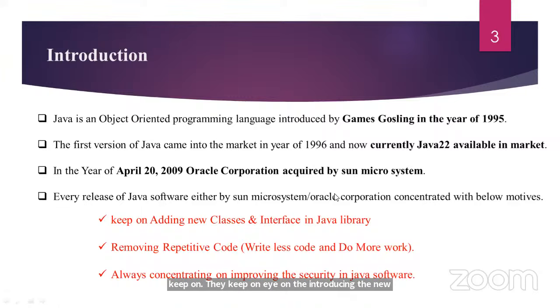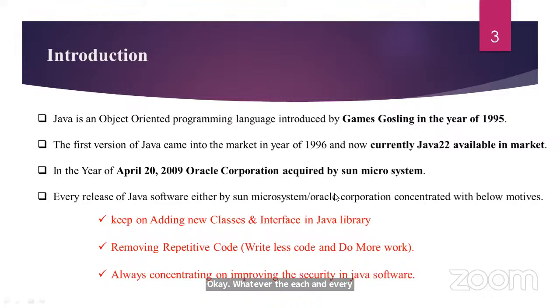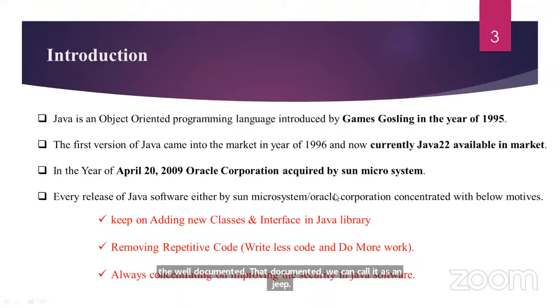Okay, and one more important point I would like to highlight here. When Oracle Corporation acquired Sun Microsystems, for each and every enhancement they do for each and every Java version, it will be well documented, guys. That document we call a JEP. JEP stands for JDK Enhancement Proposal Document.